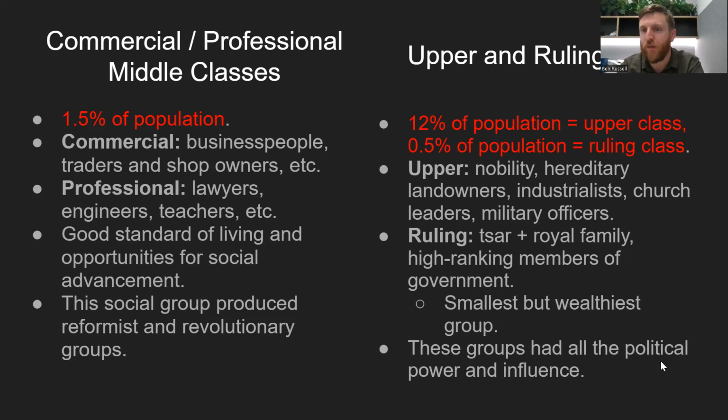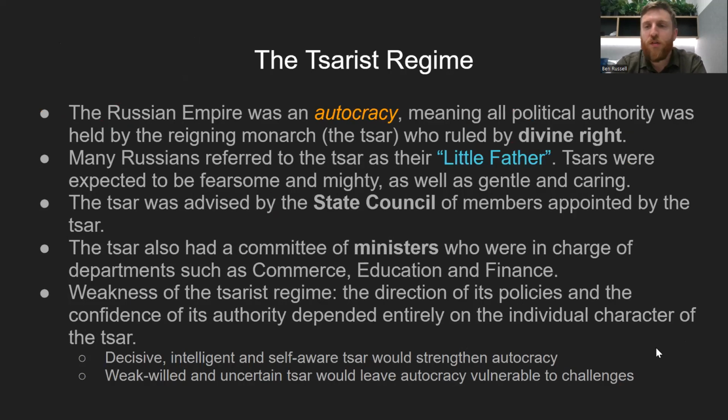So, as we can see, the Russian Empire was incredibly unequal. There were the peasants at the bottom, the proletariat working classes not much higher than them, and then there was a great disparity in wealth, with the middle and upper and ruling classes having all the power and all the wealth. Now, let's have a look at the Tsarist regime, the way that the government was set up.